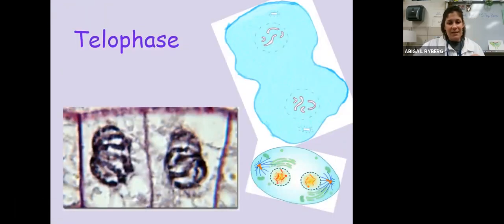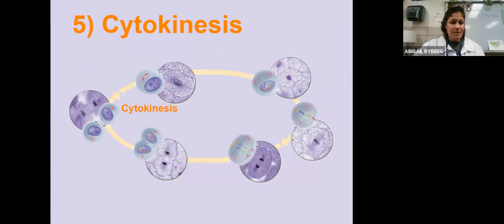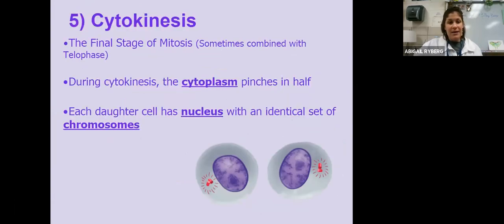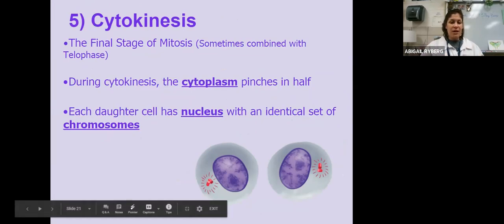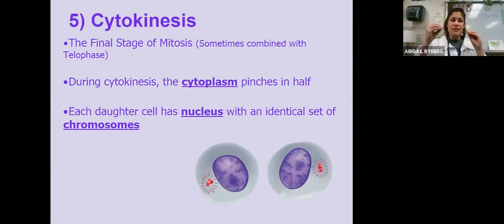The last phase is cytokinesis. Cytokinesis is the quickest of them all and is really just the cell pinching in two. This is the final stage of mitosis. Sometimes people pair this with telophase and say telophase and cytokinesis, because honestly, cytokinesis just happens so fast. Really the only thing that happens is the cell officially pinches in two. That's it.